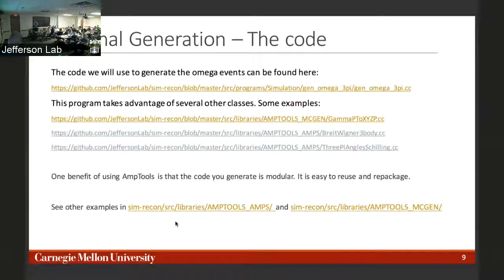Within there, we have to describe each of those terms I was talking about. There's a phase space factor, the angular distribution, the t dependence, which is built in with the generation of the Dalitz decay, and then the Breit-Wigner. The benefit of AMP tools is that once you generate some of these things, you can reuse them for your own code. There are already examples in the AMP tools amps and AMP tools MC-Gen libraries within SimRecon, where you can see how this has been used in the past. So I'll take a quick tour through some of this.